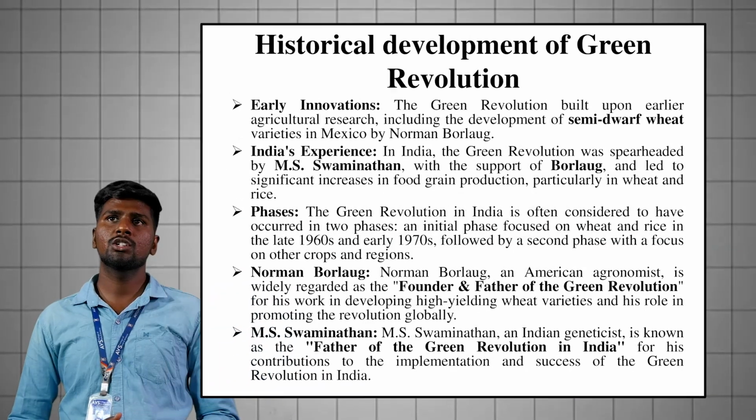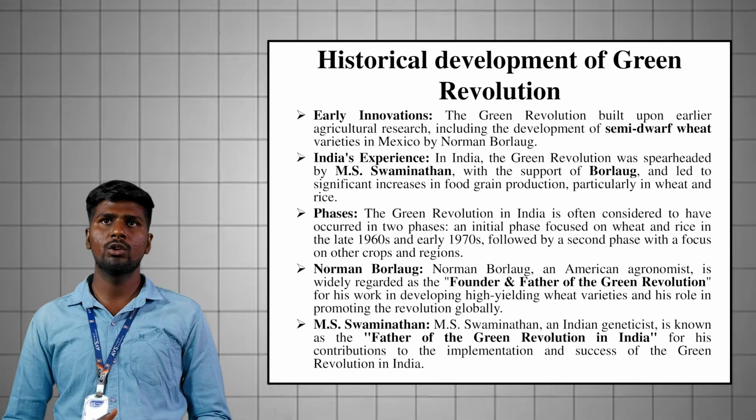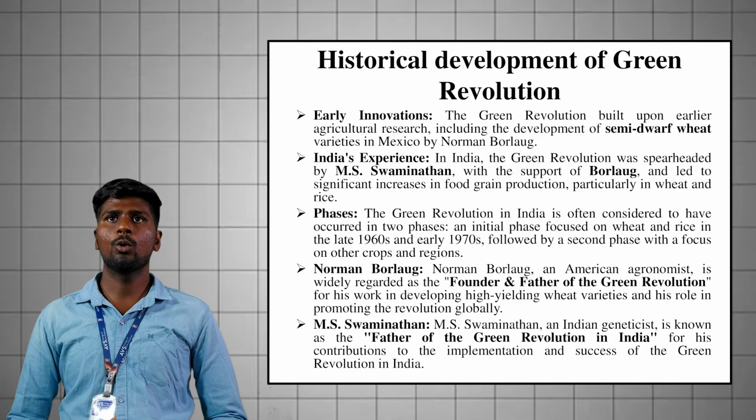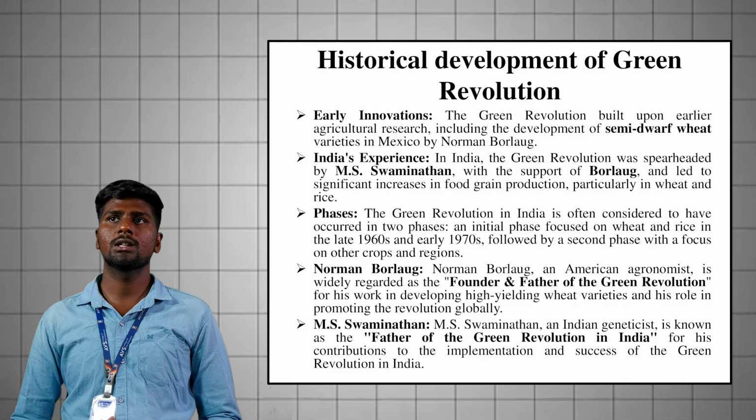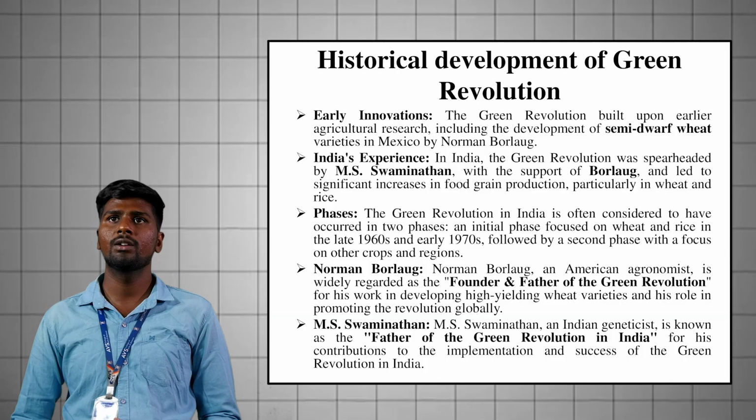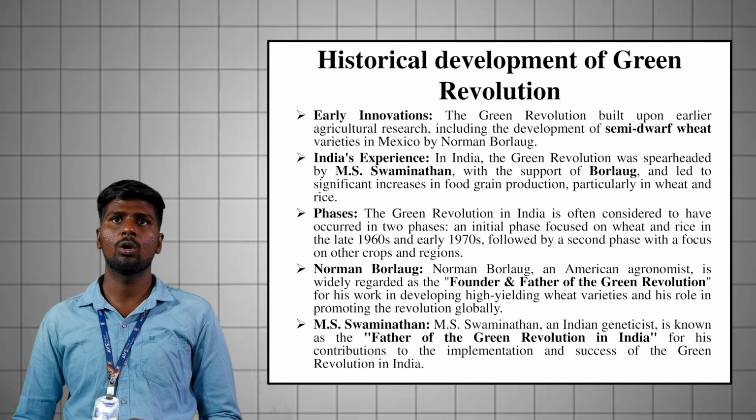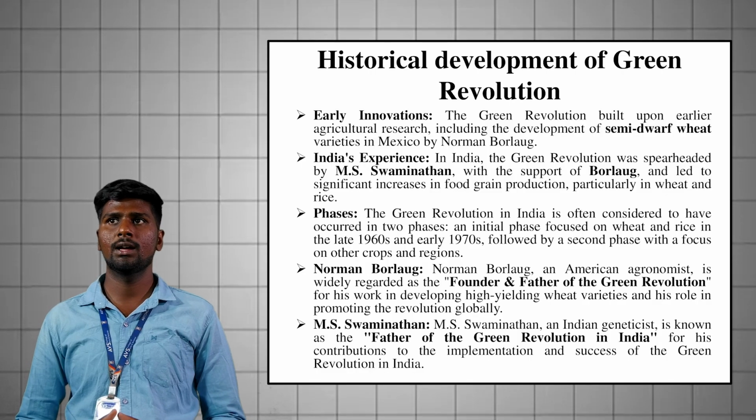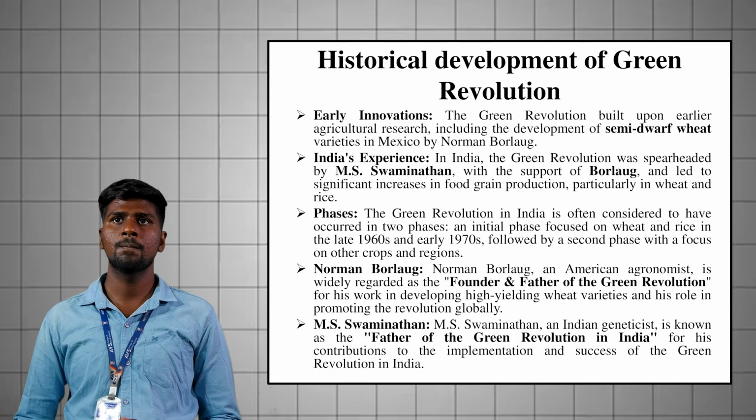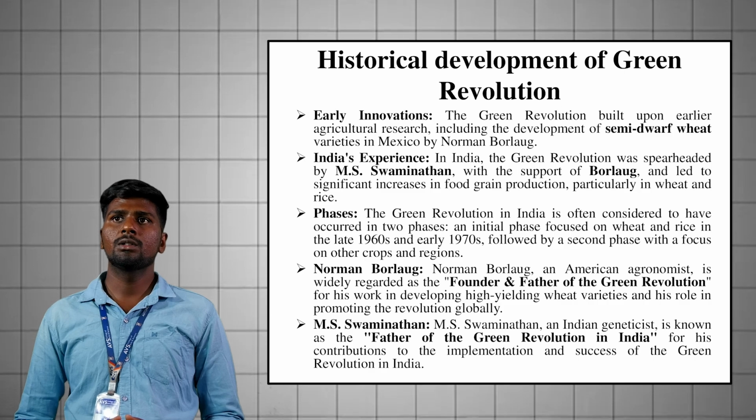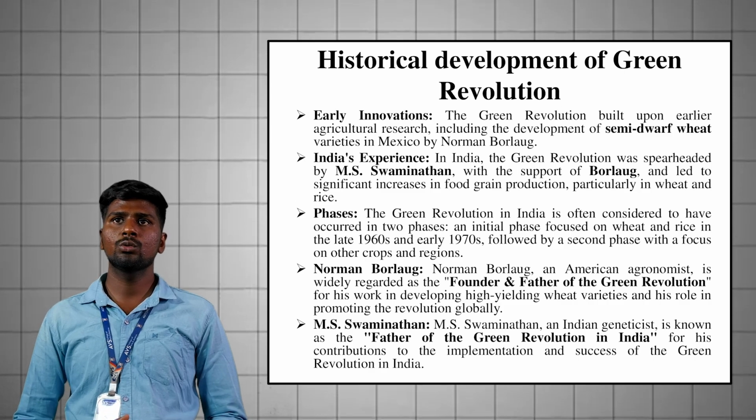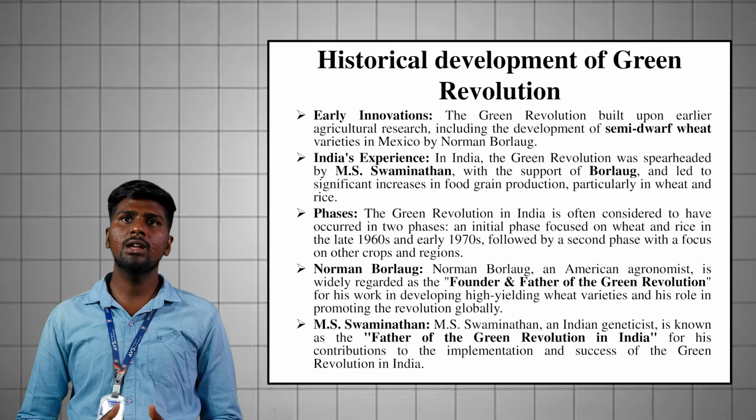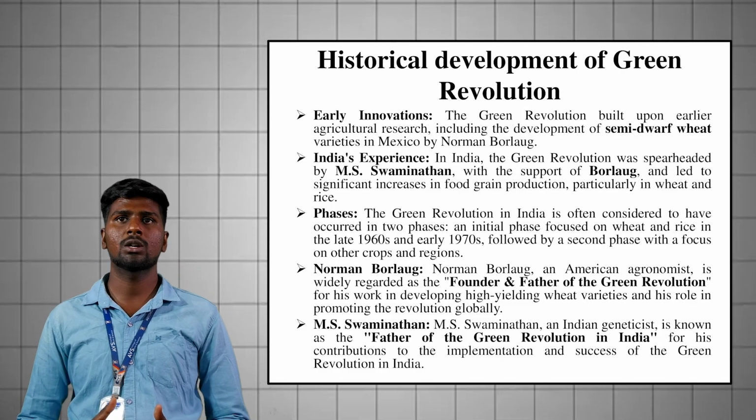Next, what is the historical development of the green revolution? Early innovations: the green revolution built upon early agricultural research, including the development of semi-dwarf wheat varieties in Mexico by Norman Borlaug. Indian experience: in India, the green revolution was spearheaded by Mr. M.S. Swaminathan with the support of Borlaug, and led to significant increases in food grain production, particularly in wheat and rice in the Punjab area and Uttar Pradesh area.